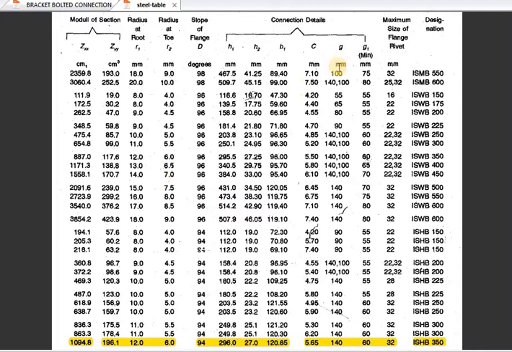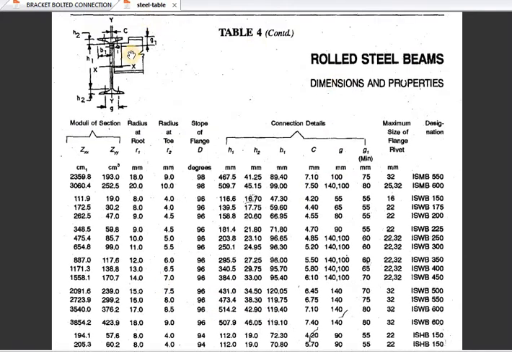We'll see in the figure also what G is. So here there is a small figure that has been given. G stands for this gauge distance. That means the center line of the bolt, where we are tightening the bolt here and here. So the center to center distance of the two bolts, perpendicular to the direction of the load, is nothing but the gauge distance. So we are directly taking this G, that is the gauge distance.